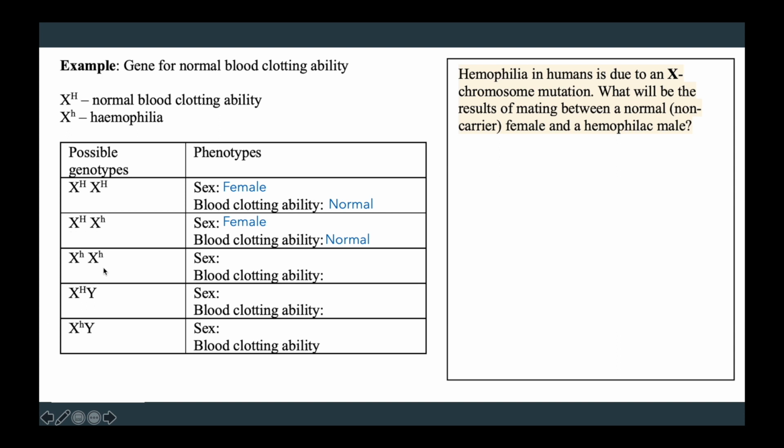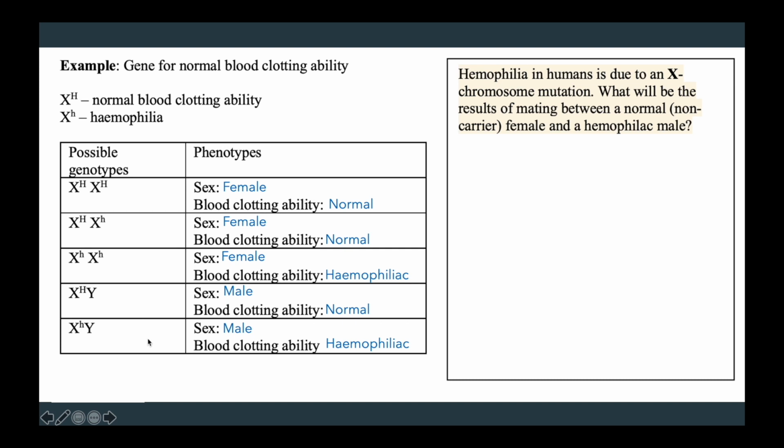An individual with this genotype will be a female having abnormal blood clotting ability, or the condition of being hemophiliac. The individual with this genotype will be a male with normal blood clotting ability. And lastly, an individual with this genotype will be a male suffering from hemophilia. As you can see, females can either be normal non-carrier, normal carrier, or hemophiliac female. But for males, there is no carrier. They are either normal male or affected male.